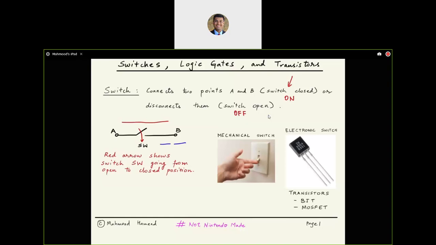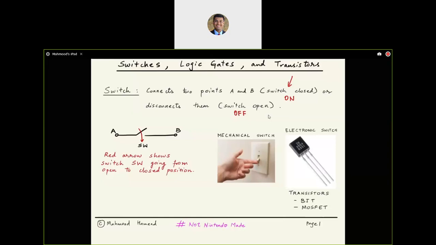The red arrow over here shows the direction of that switch toggling from an open state to a closed state, or an off state to an on state. And we have seen mechanical switches in daily life. This is an example of somebody turning on and off, say, a light bulb. So that's a mechanical response. Switches could be in the form of slide switches, push buttons, or toggle switches. They come in a variety of forms.